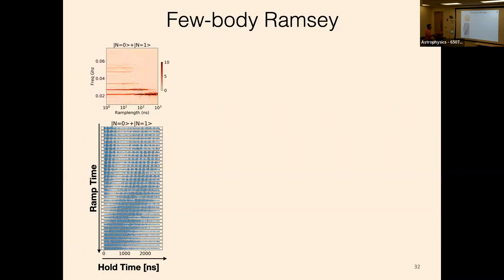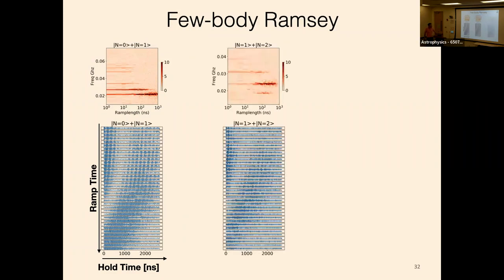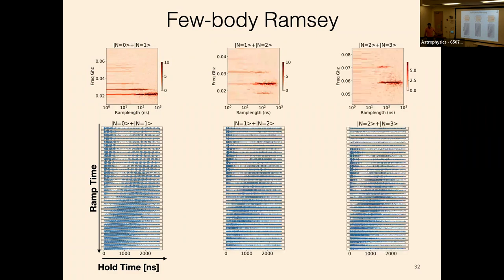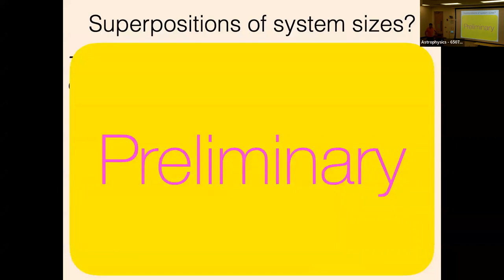And what you can see is once the ramp gets long enough, all of the information concentrates in one Ramsey frequency, right, which says we're making a superposition of just two many body states, okay? And so we can do this for a superposition of zero and one photons, one and two photons, two and three photons, right? All works exactly as we expect.